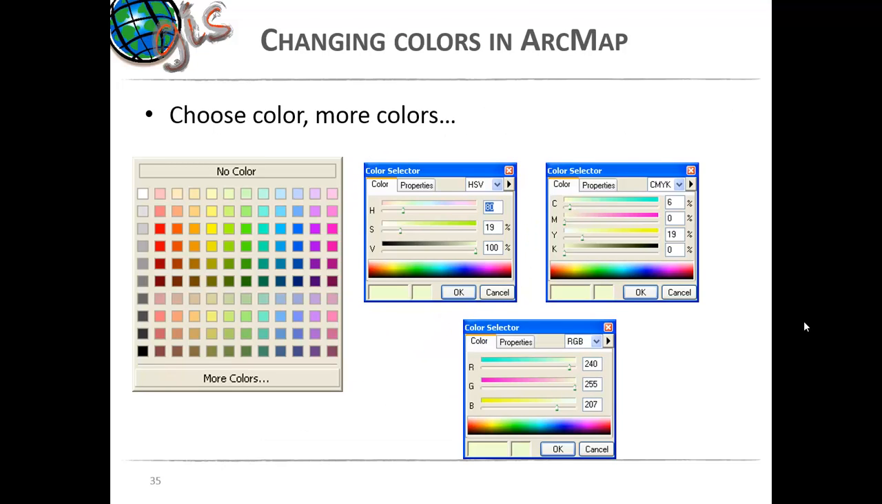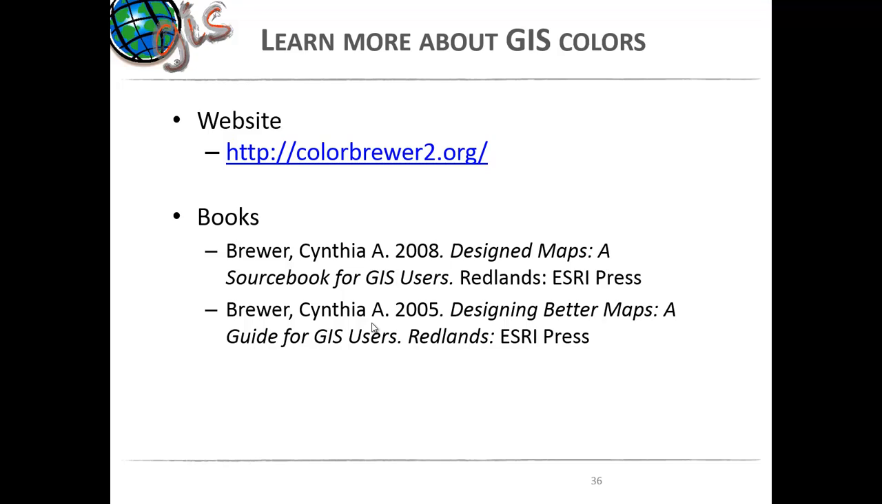So, changing colors in ArcMap. Choose color or more colors, and I'll actually show you in the walkthrough how to do this. You can pick any color you want, and you can pick from any of the schematics like HSV, RGB or CMYK, or you can pick from a more standard color chooser that is built into ArcGIS. If that's not enough, you can go to the other color selectors.